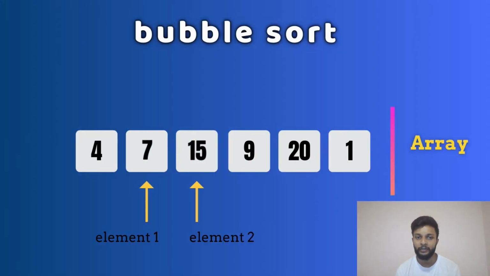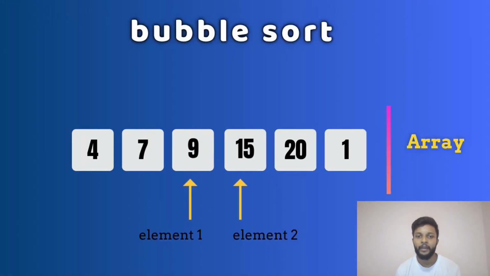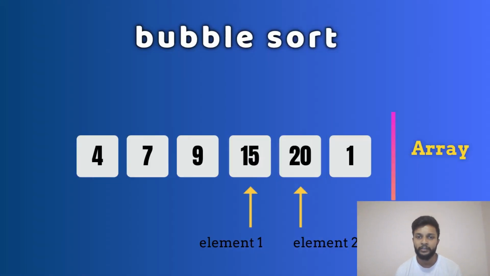Then we have to move forward. 7 and 15 are the next pair of elements. 15 is greater than 7, so we have to swap them. And the next pair of elements, 15 and 9. 15 is greater than 9, so we have to swap them. Then we move forward, to 15 and 20. At this time 20 is greater than 15, so we do not swap them.